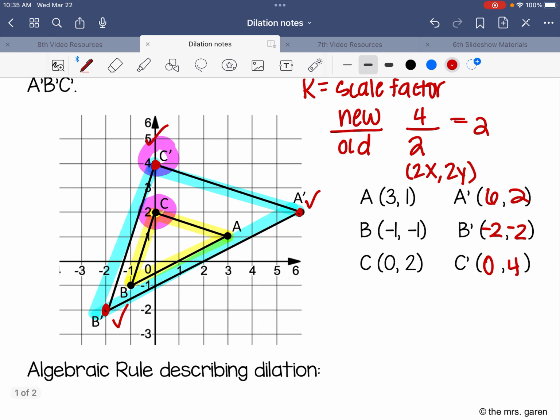So to create an algebraic rule describing the dilation, which we've kind of already done, we're going to say that our pre-image, which is (x, y), so our starting point, then became (2x, 2y), 2 times whatever x was and 2 times whatever y was, because 2 is our scale factor.